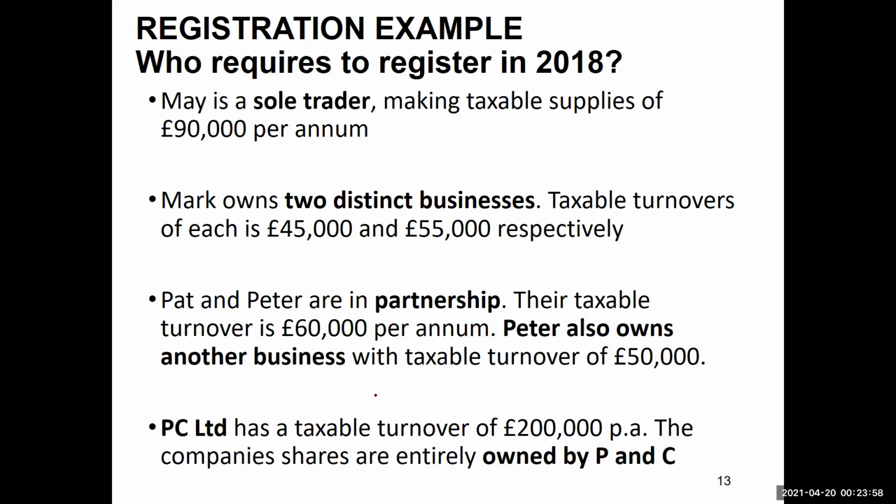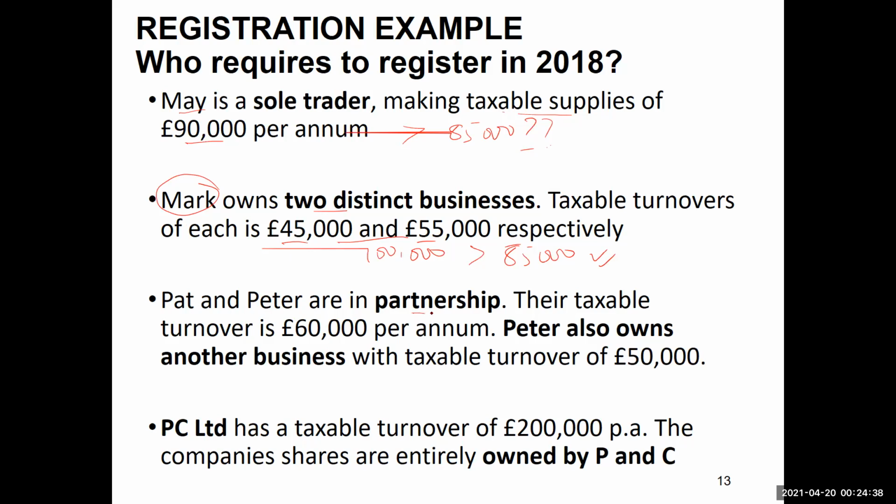Now, who requires to register? Let's take an example. May is a sole trader. She makes taxable supplies of 90,000. Does it exceed the threshold of 85? If it exceeds, she must register. Mark owns two distinct companies, with taxable turnovers of 45 and 55, but we must aggregate them. If we aggregate these two, we get 100,000. Compare it: does it exceed the 85,000? If it exceeds, you have to register.